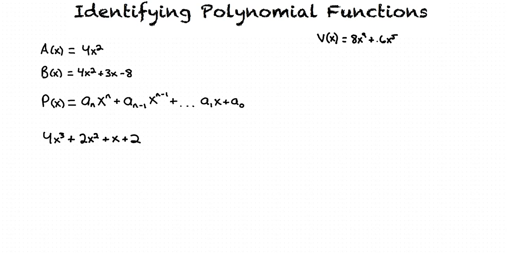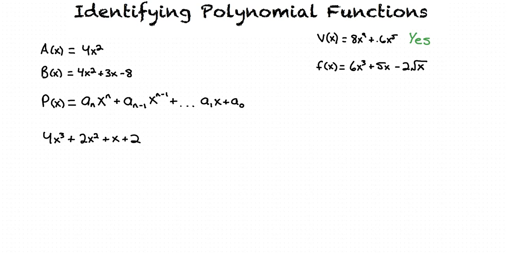V of x equals 8x to the 9th plus 0.6x to the 5th. This is a polynomial function. The coefficients of each term are real numbers, and the exponent values n are 9 and 5, which are both whole numbers. Another example. F of x equals 6x cubed plus 5x minus 2 times the square root of x.